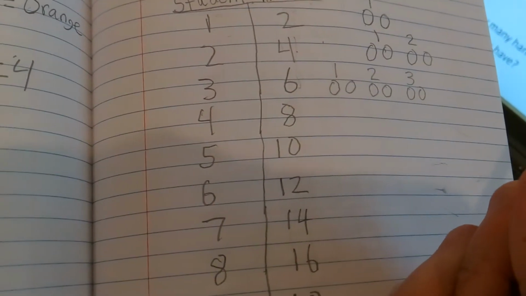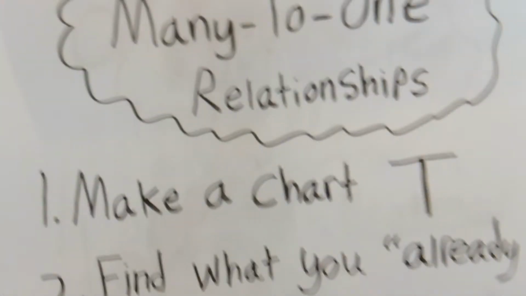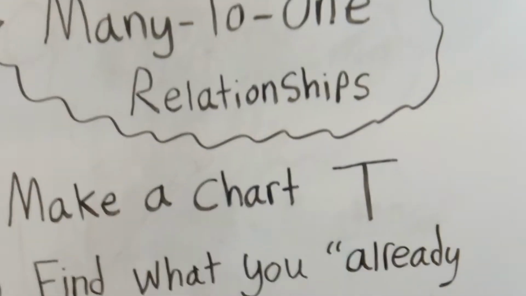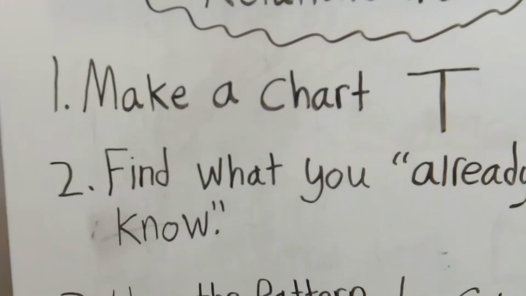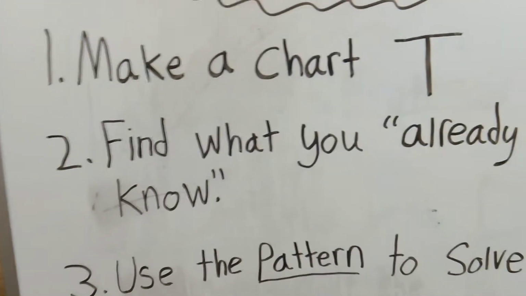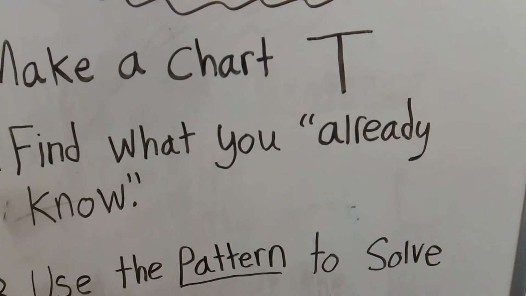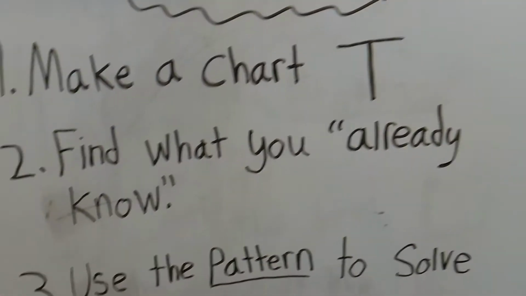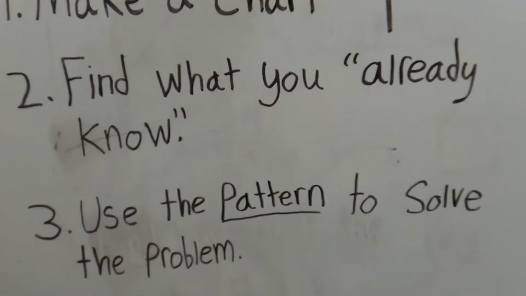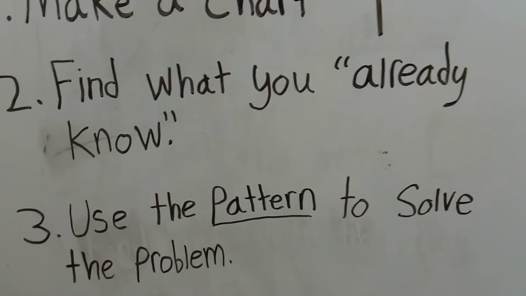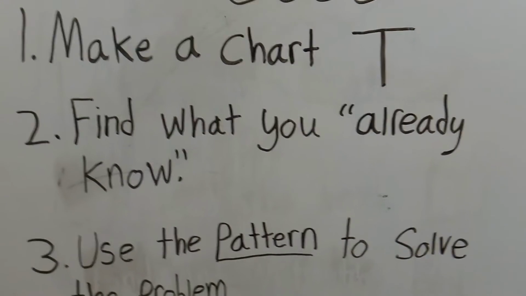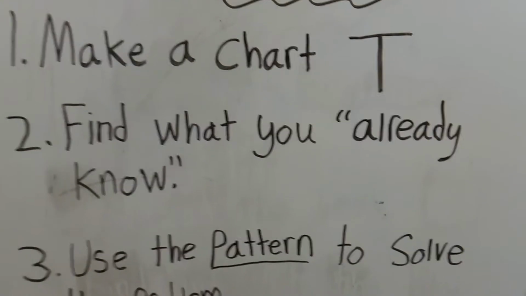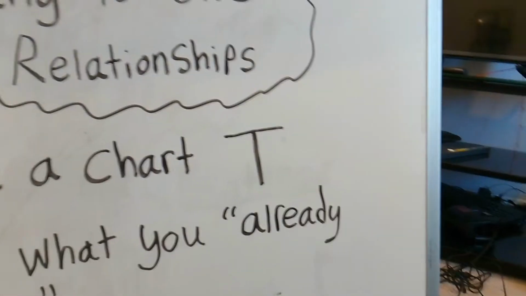So what you guys saw me do was I followed our 3 many-to-1 relationship steps. Meaning, first, I made a chart to organize my information. Number 2, I found out what I already knew about the problem. And finally, number 3, I used the pattern that I observed to solve the problem. Now, we're going to try one together. So here's how we are going to do this.